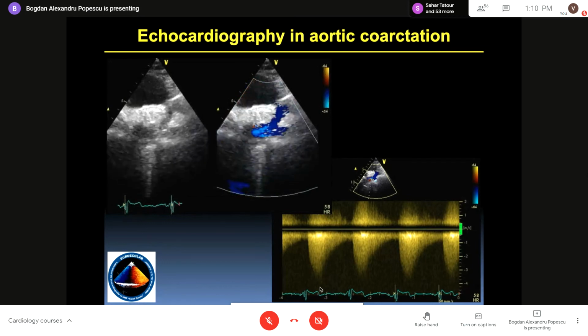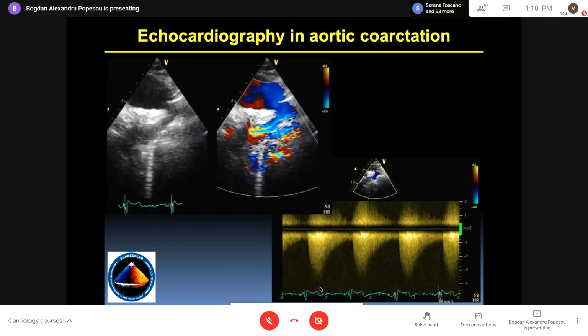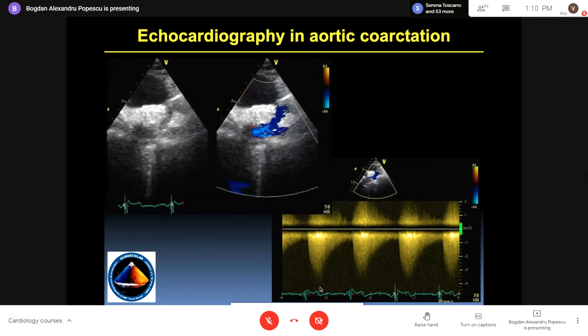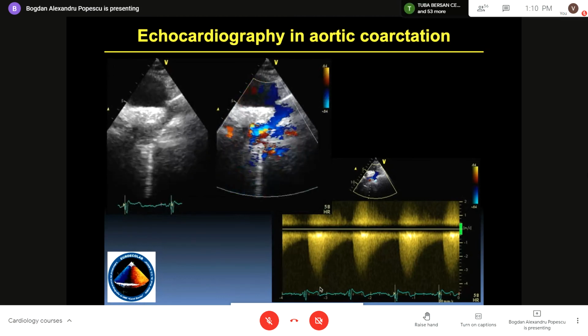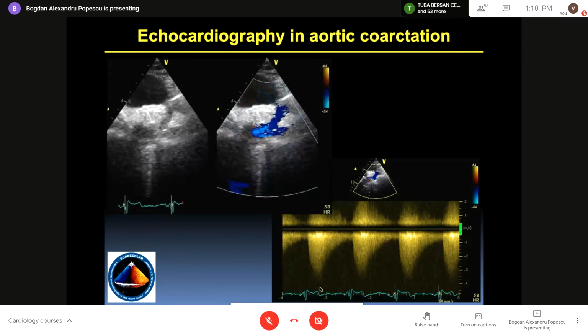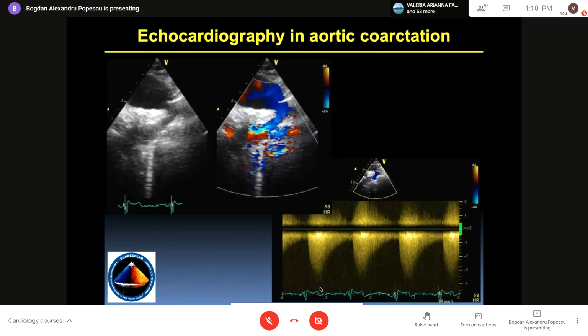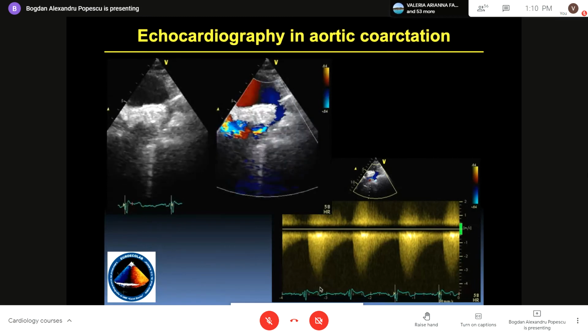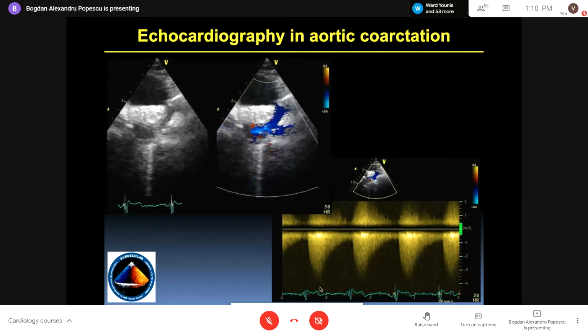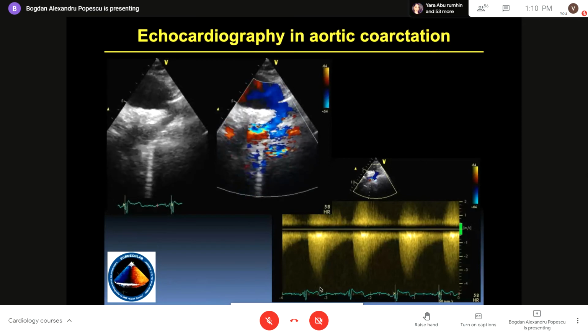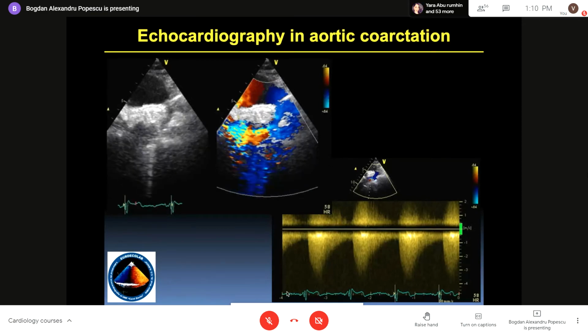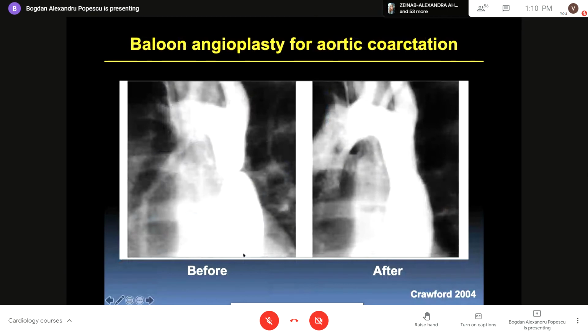Whenever you have a narrowing, you will have a difference in pressures between before and after the narrowing. This is also the case with valves. If you have a stenotic valve, you will have a difference in pressure, higher proximal to the valve or to the narrowing, lower distal to it. And by measuring the velocity of flow across a narrowing, you will be able to quantify the severity of the narrowing. And then we have treatment.